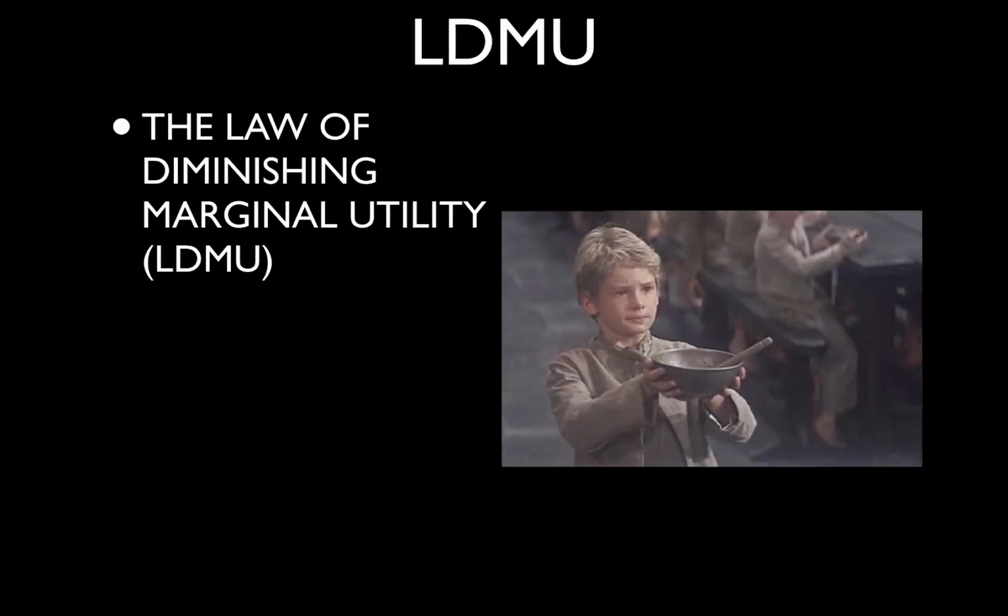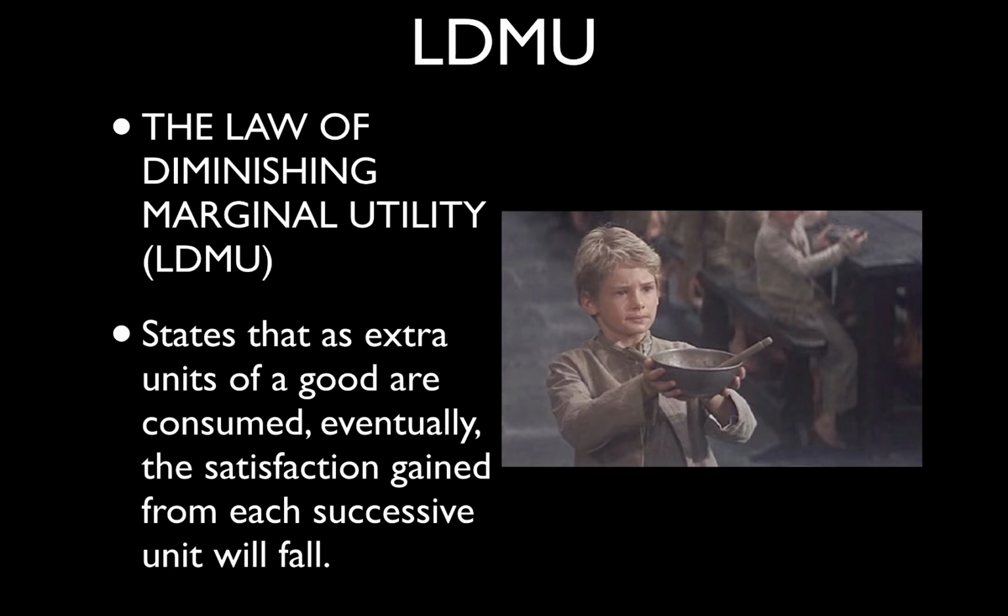Okay, well, as always, we should start off with a definition. So, the law of diminishing marginal utility states that as extra units of the same good are consumed successively, one after the other, eventually, at some point, the satisfaction gained from each successive unit will fall. Okay, so now that we've got the definition, let's try and break it down.